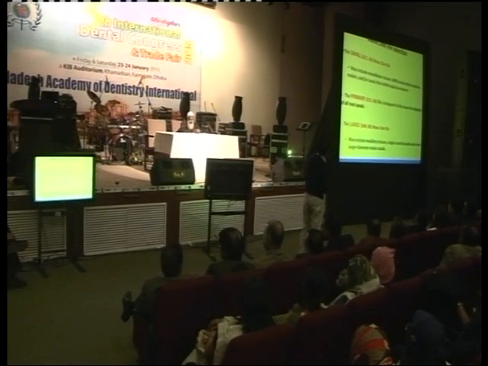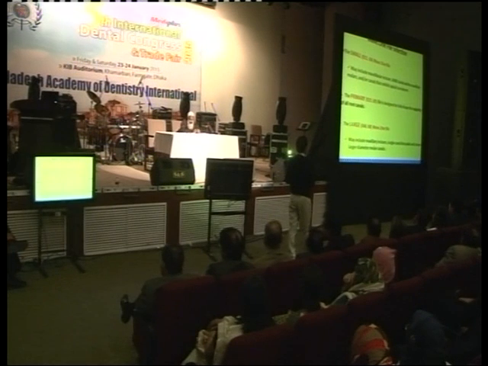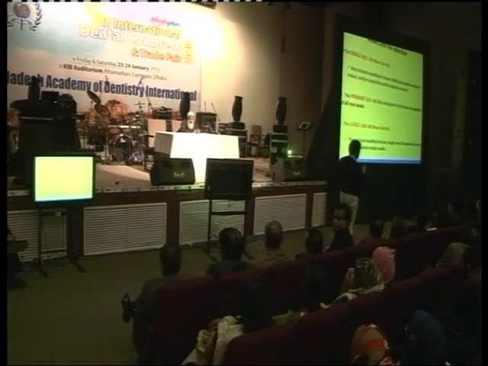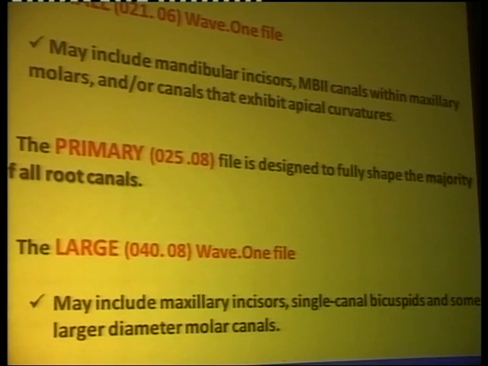that is, mandibular incisor teeth mesiobuccal 2 canals. Not one, mesiobuccal 2. This is an accessory canal, which you will have to consider as a small canal. A large canal includes the maxillary incisors, single canal bicuspid and the large diameter of the molar. That is the distal canal of the mandibular molar and the palatal canal of the maxillary molar.